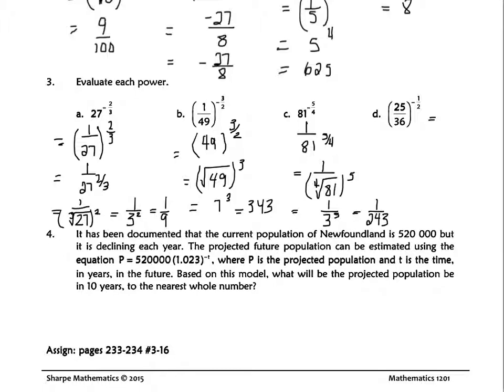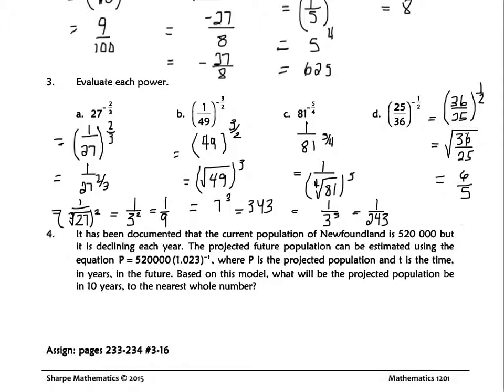So the next one is going to be 36 over 25. Negative in the exponent means flip the base to the positive exponent. And then that's going to be the square root of 36 over 25, which is going to be 6 over 5.